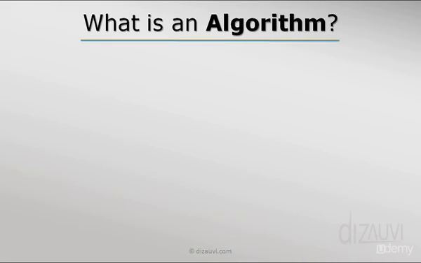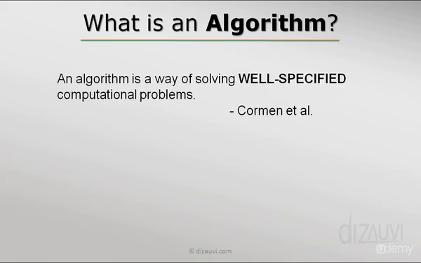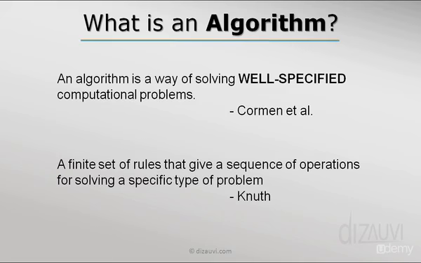Now, we'll not get very theoretical in this course, and the purpose of this course is mostly to understand data structures and algorithms. Let's start by looking at the definition of an algorithm. In the Introduction to the Algorithms book, the authors say that an algorithm is a way to solve a well-specified computational problem. Similarly, Donald Knuth has described an algorithm to be a finite set of rules that give a sequence of operations for solving a specific type of problem.